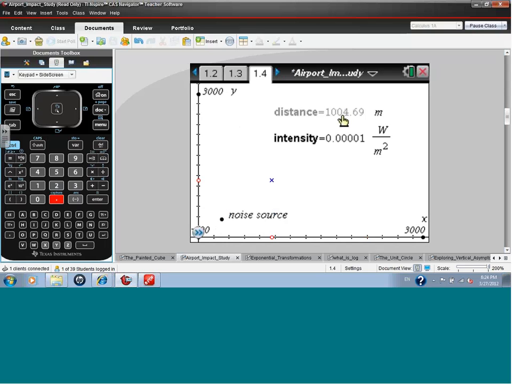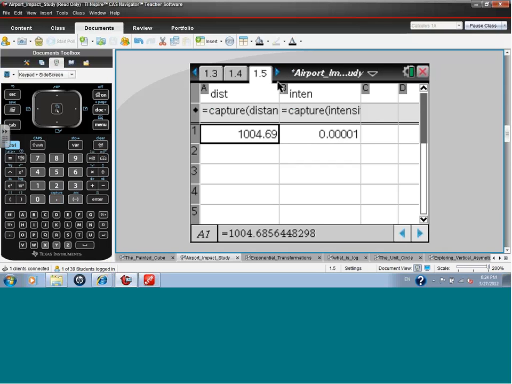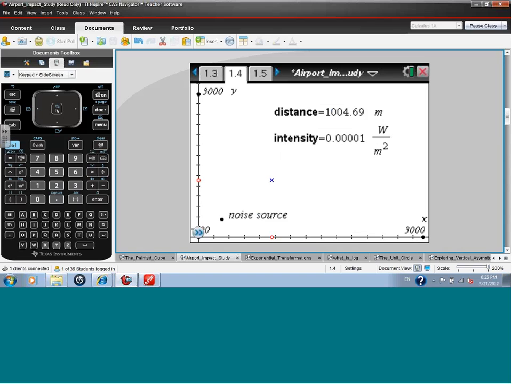And it just saved this data, the distance of 1004 and the intensity of 0.00001, saved it, I believe, on the next page here in a spreadsheet. So here's the same data again, the 1004 and the intensity. And the thing that caused those to be loaded into the spreadsheet was back on page 1.4 when I pressed Control and decimal. So it's called manual data capture.